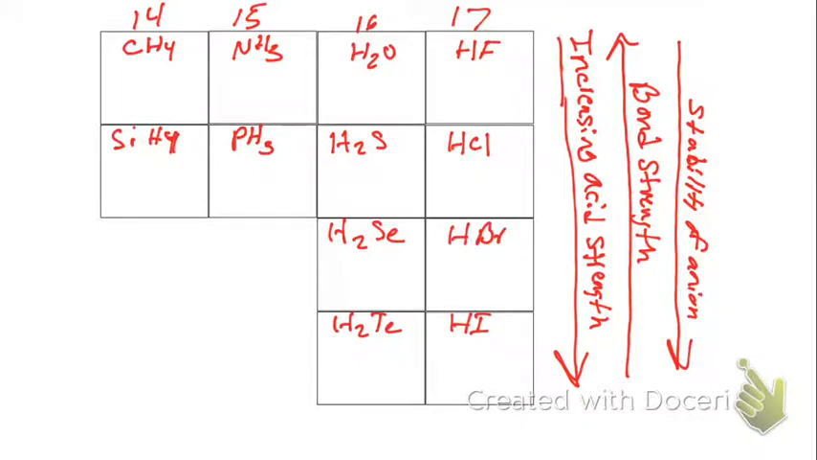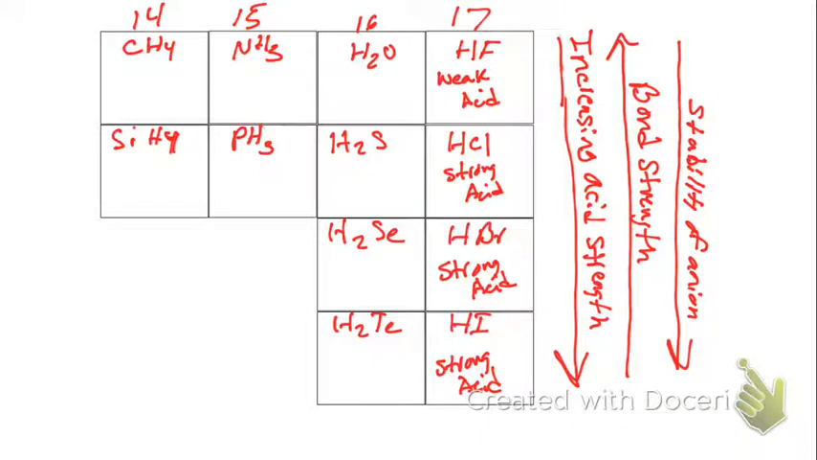So we know that this is a weak acid, strong acid. This is also a strong acid and strong acid. Okay, good. And then the same thing can be said going down from water to H2S, H2Se, and so forth. The acid strength is going to increase going down group 16. Also going down group 15, the acid strength increases, and so forth.